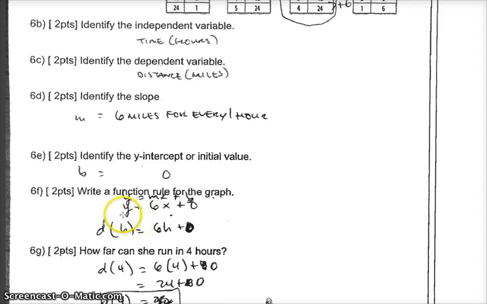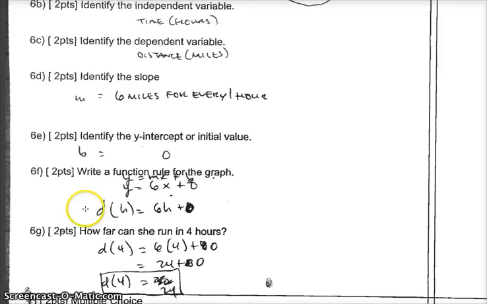To write a function rule for the graph, I have slope-intercept form here, y equals mx plus b. My slope is 6, and my initial point is 0, so y equals 6x would have been correct. We don't need to write the 0 there. Also, the function rule can be d of h equals 6h.